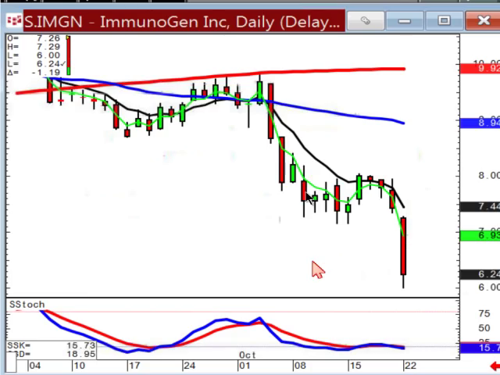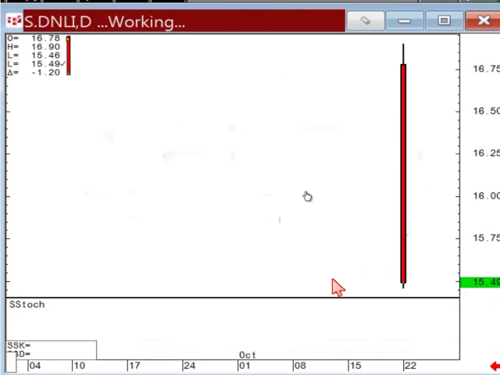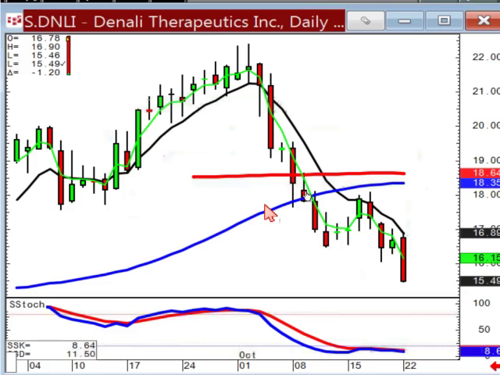IMGN, slow curve, slam to the downside. And DNLI, another bearish J-hook pattern. Notice when it came up to the T-line, what did we have? A bearish Harami telling us the buying had stopped. And notice today it used the T-line as resistance. Wave 1, wave 2, wave 3 in progress.